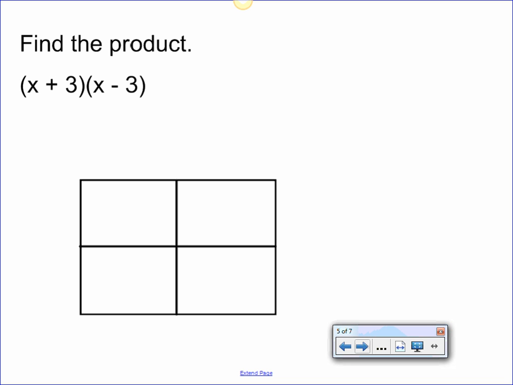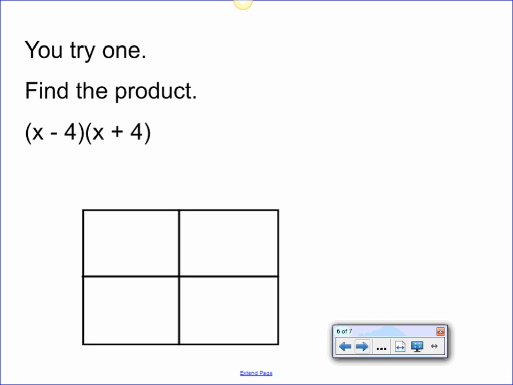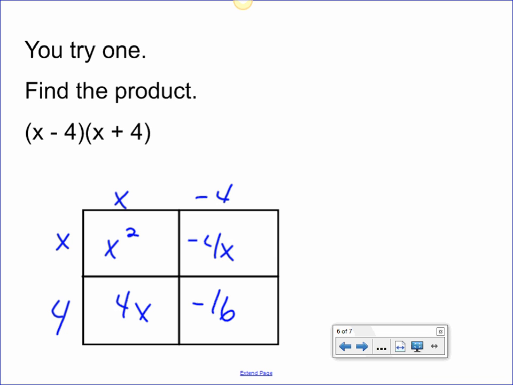Next one we're going to look at is this would be the product of a sum and a difference. So if you take a look here, I've got an x plus a 3 and x minus a 3. So we get an x squared, we get a 3x here, we get a negative 3x here, and a negative 9. So the two middle terms cancel out, and we're just left with an x squared minus a 9. Okay, if we look at the same sort of thing here, we'd have an x and a negative 4, an x and a 4. So I'd have an x squared minus 4x, a 4x, and a negative 16. So when you combine like terms, you end up with an x squared minus 16.